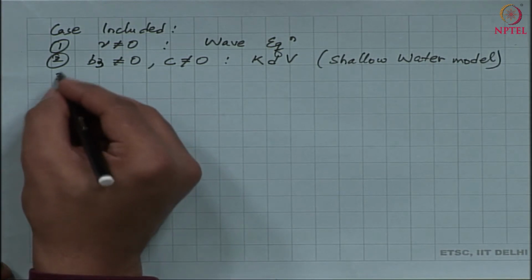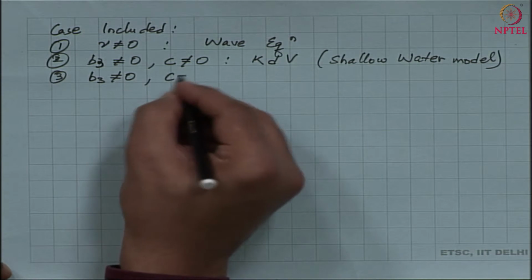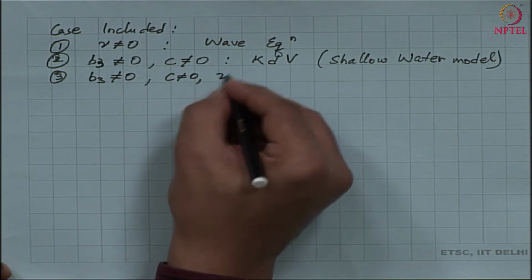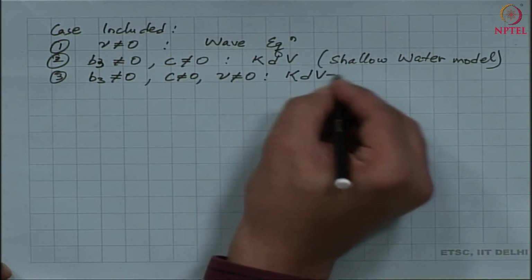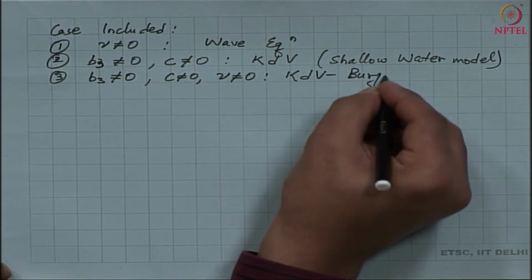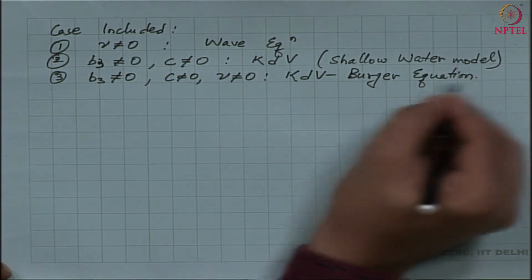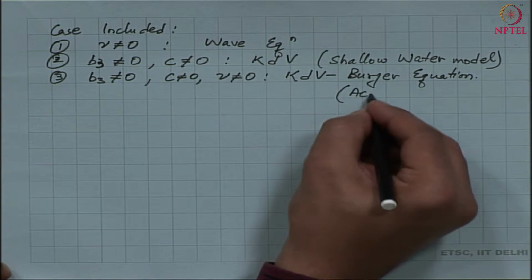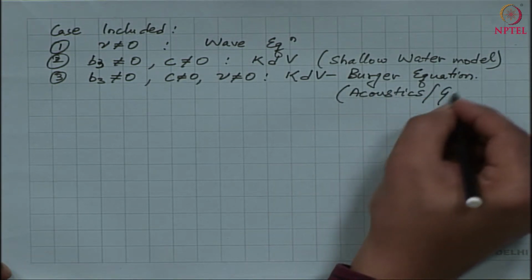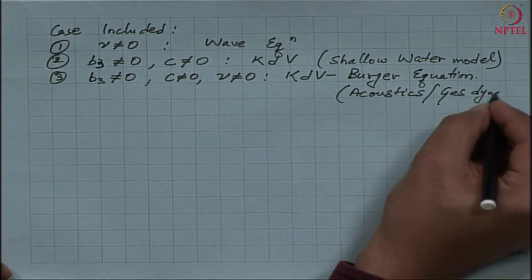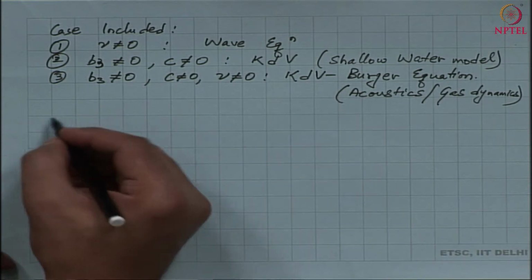And then if I have that B3 is non-zero, C non-zero, and even the diffusion term non-zero, I have the KdV equation, the KdV Burger's equation, which models the shock in a fluid. Okay. So, this is for acoustics and gas dynamics. Okay. So, then let us look at another example.